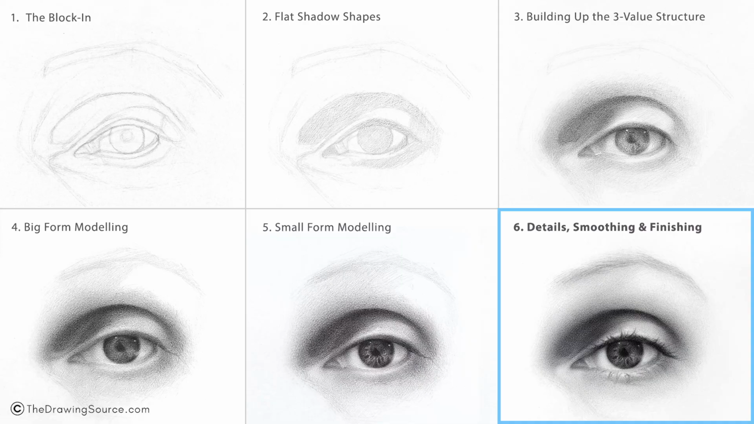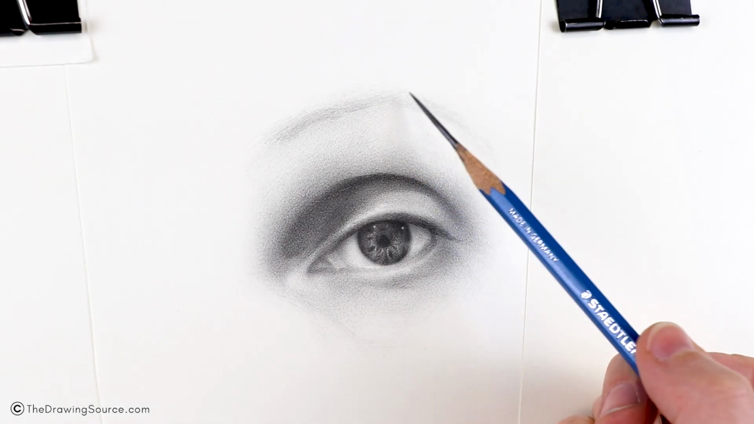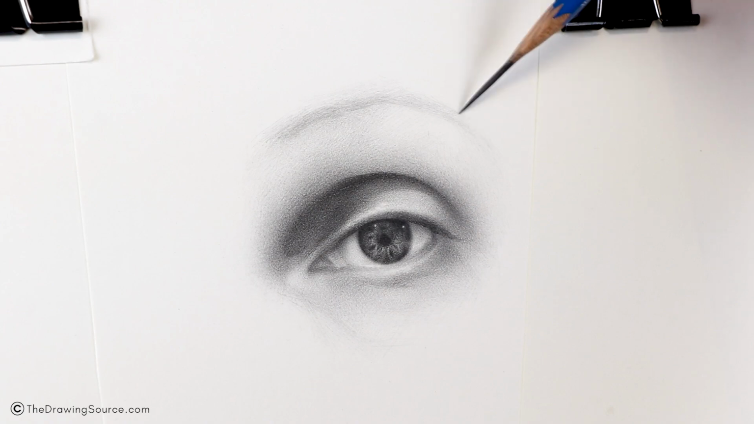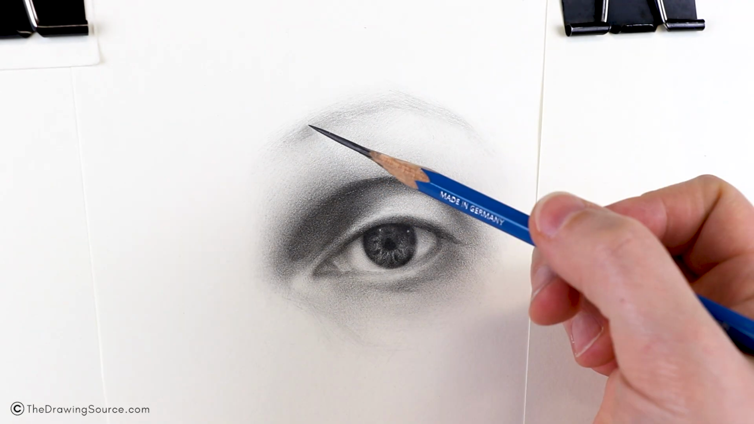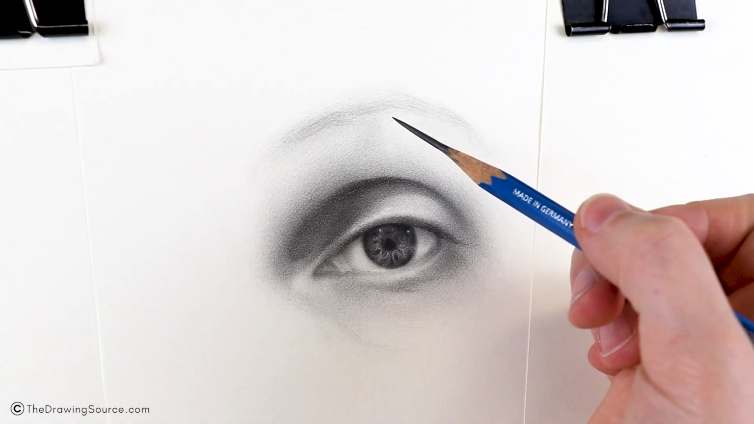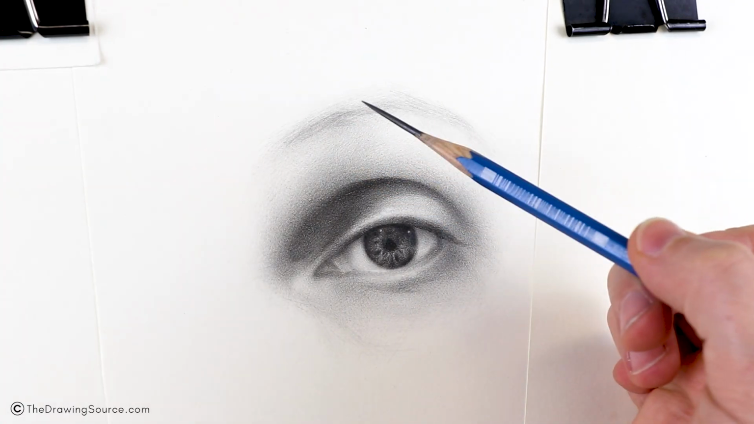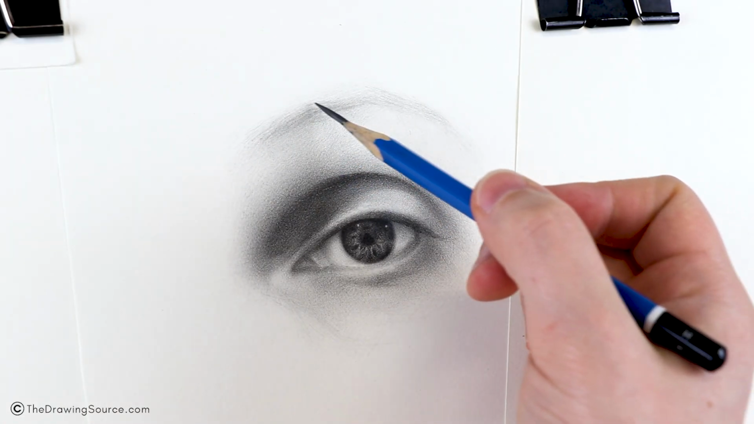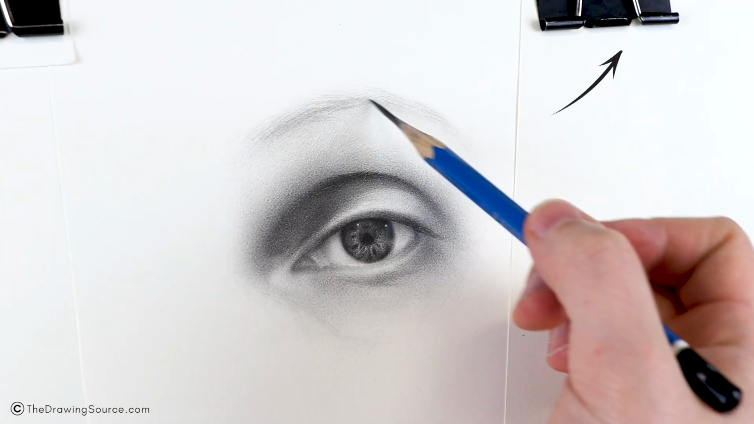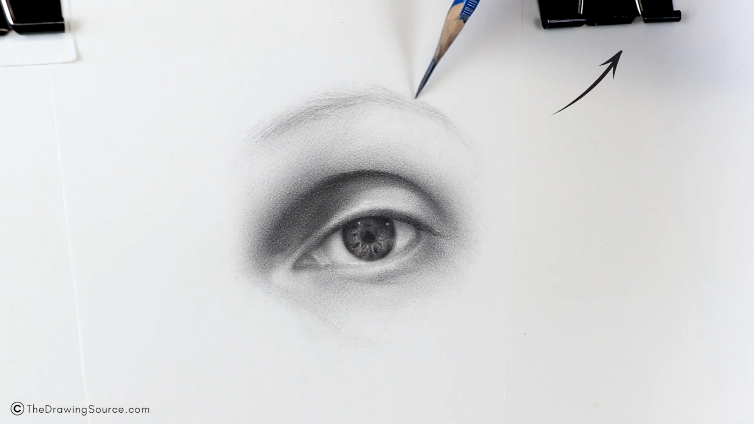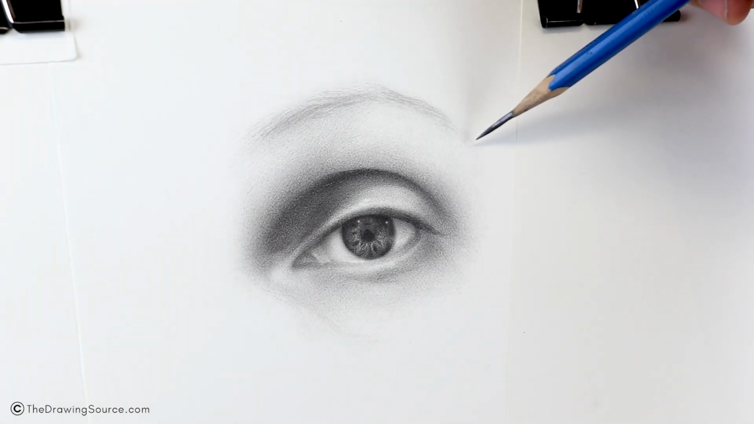6. Details, smoothing, and finishing. My priorities here are to add any remaining details and to smooth out my values and gradations. Because the eyebrow is so minimal here, I'm just drawing it now. Though in other eye drawings where the eyebrow is more prominent, I do address it sooner. Don't miss this video where I discuss a common mistake that results in unrealistic eyebrows and how to fix it.